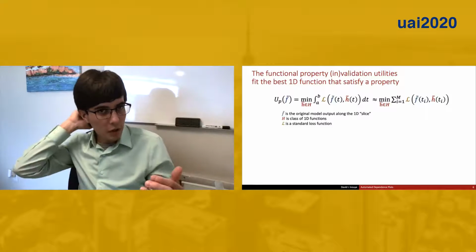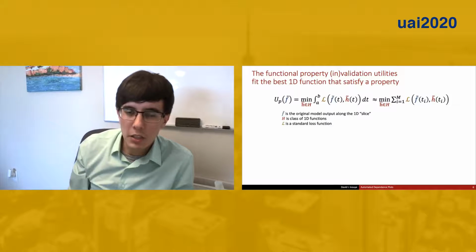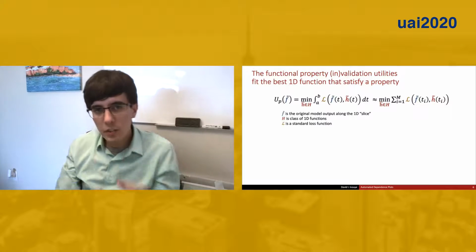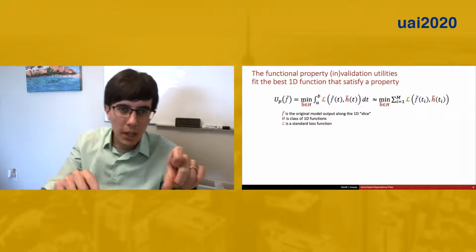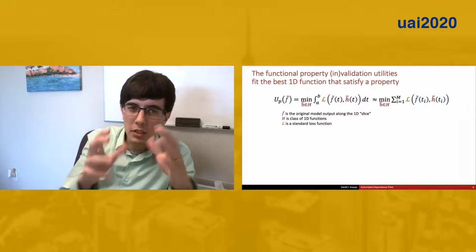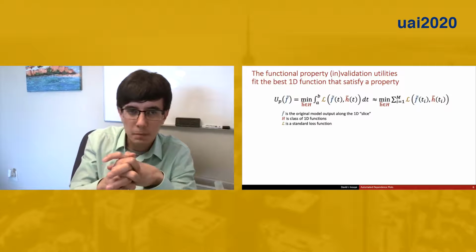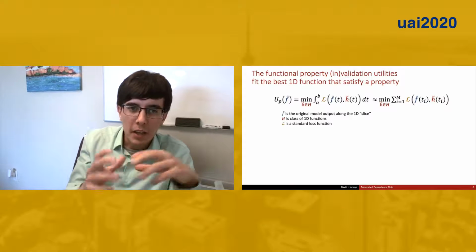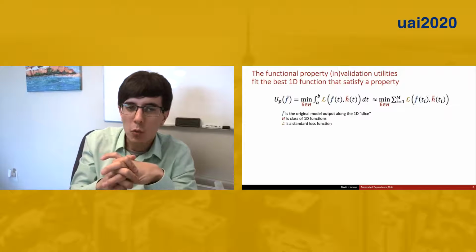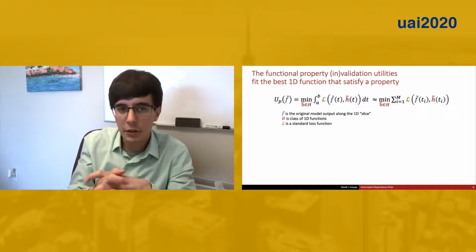Another class is called the functional property validation utility. Here it's a similar idea. We're comparing two models, F and H, but H is optimized over a set of possible models, big H. And these are actually one-dimensional models. Big H is just a class of 1D functions that have some particular interesting property.